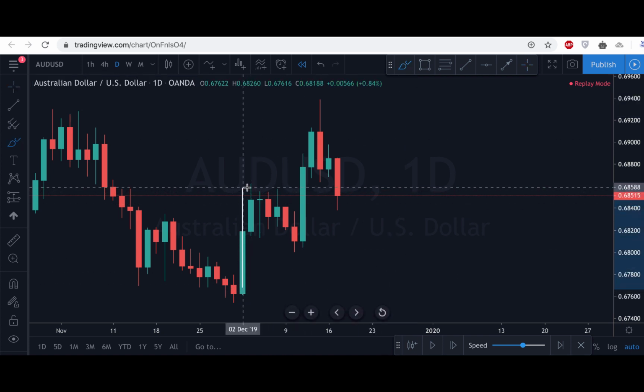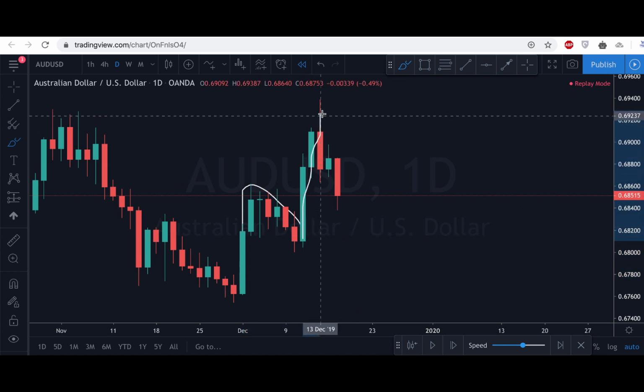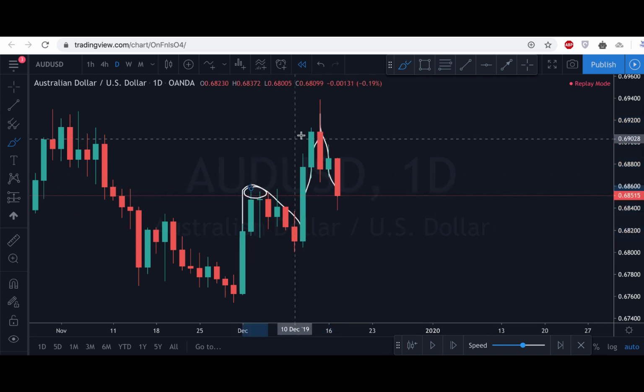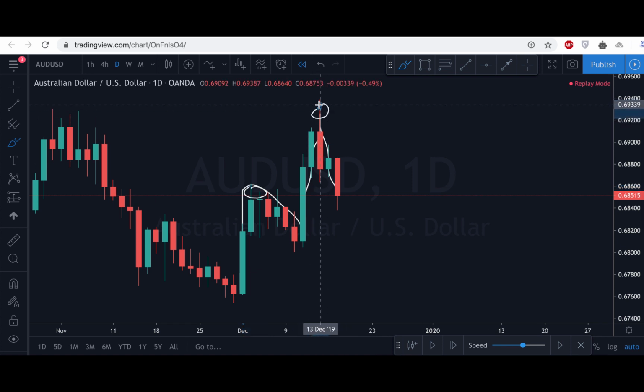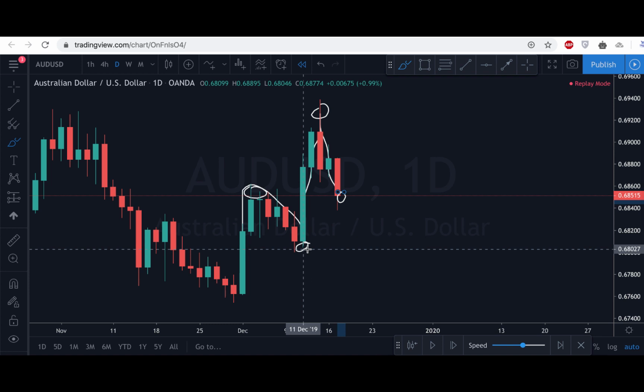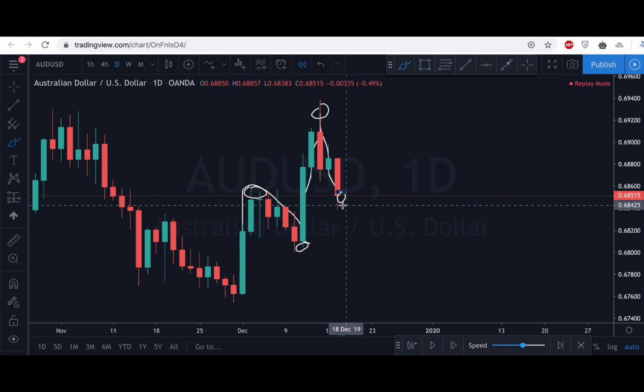We have one impulse, we have a pullback, we have another impulse, and we have a pullback. So this is a trending market already. So on an uptrend, remember, we have higher highs. So a higher high, another higher high, right? Higher low, another higher low. Or we can call them swing highs, swing lows: swing high 1, swing high 2, swing low 1, and swing low 2, right? Hopefully it's clear so far.